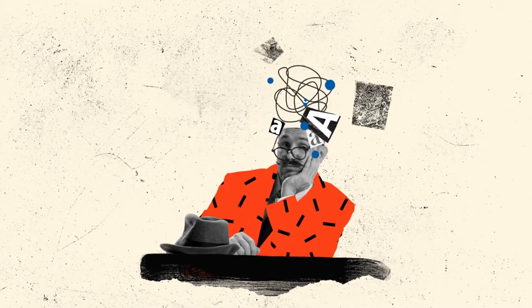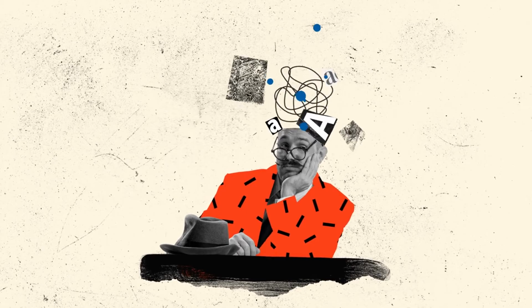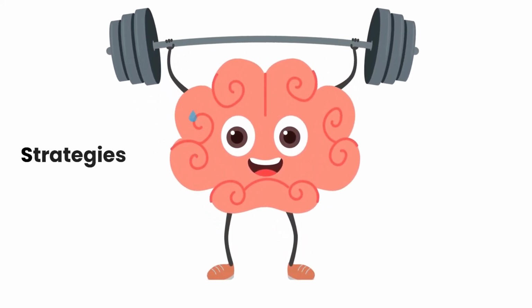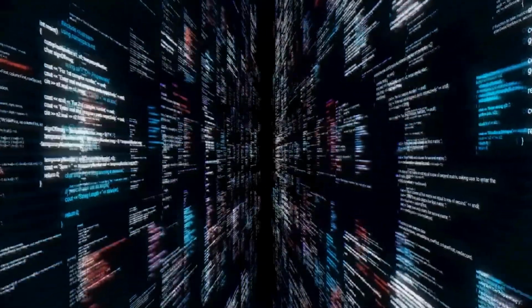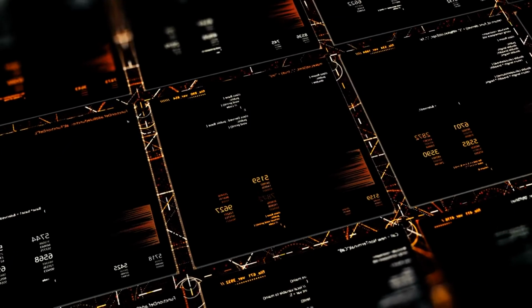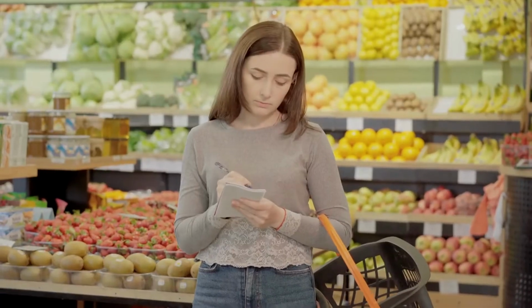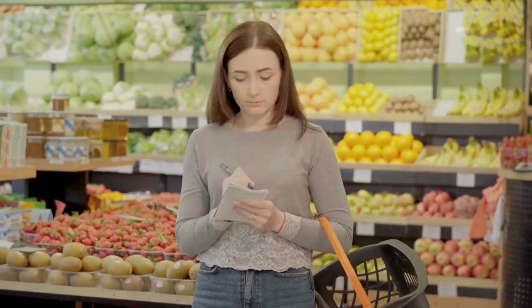Alright, you've stuck with me this far. So now let's talk about how you can put cognitive load theory to work in your life. First off, strategies. One of the best ways to manage cognitive load is through chunking. Instead of trying to remember 10 separate things, group related items together. It's like turning a shopping list into a memorable story, making it easier for your brain to process.